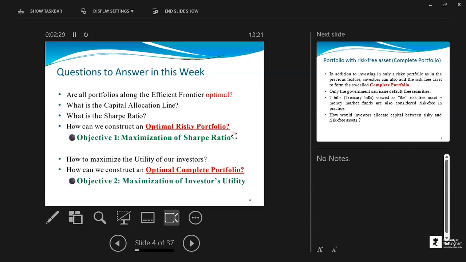The question that we are going to answer now is the following: are all portfolios along the efficient frontier optimal? Can you answer this question? If you select a portfolio on the efficient frontier, can we call it an optimal portfolio?